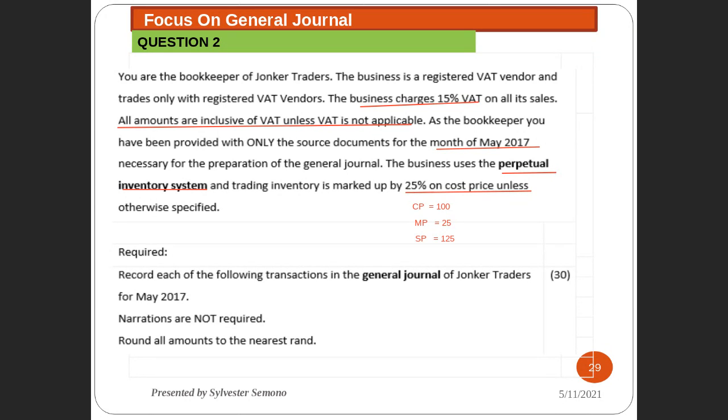Okay, so immediately I'm going to analyze like this. I think you understand. If the markup is on cost, you are going to have this format.